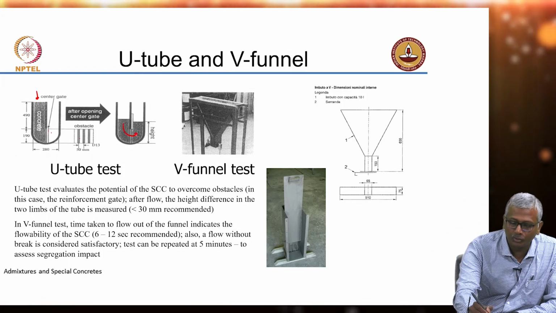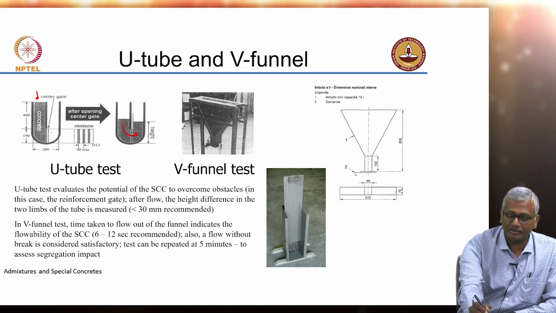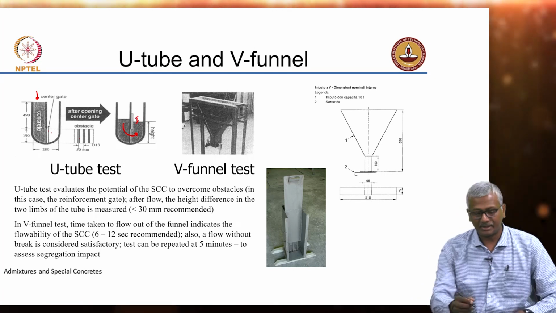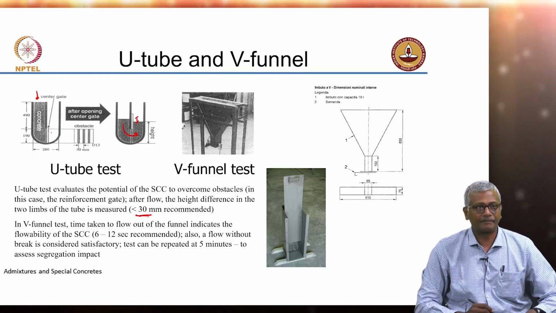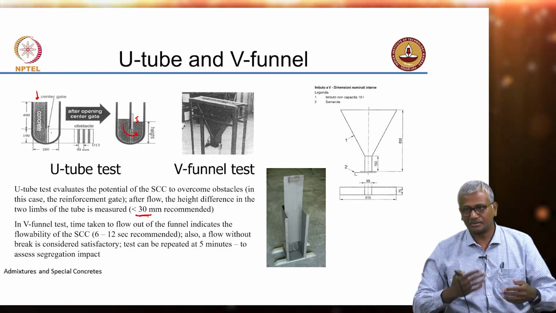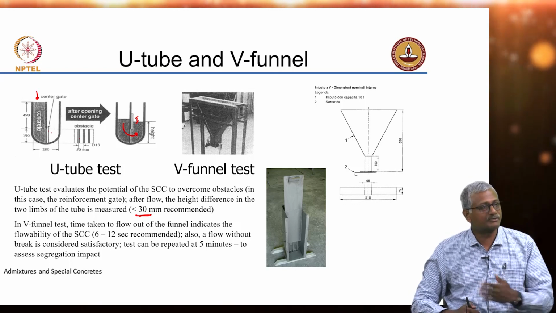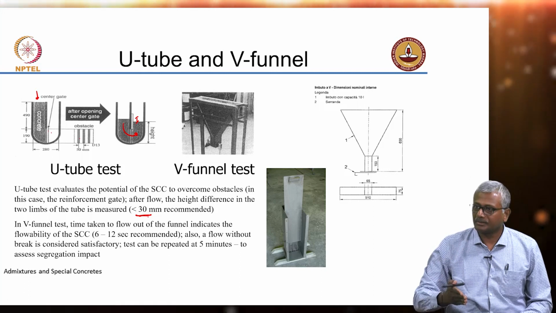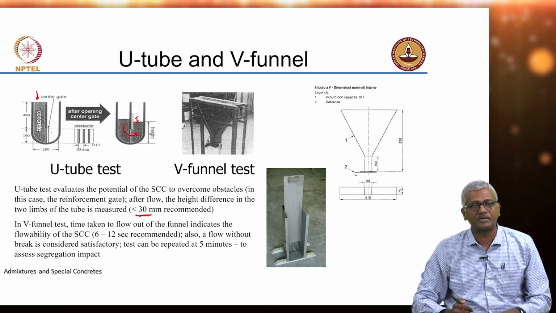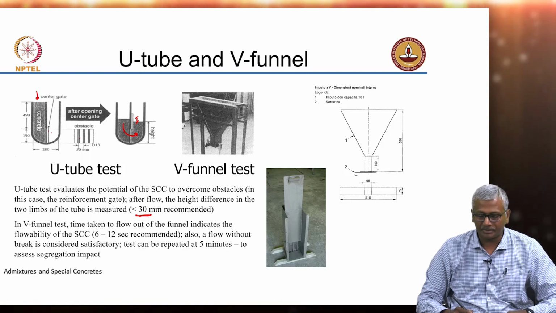It has to move through the obstacle, and concrete is deemed to be compacting or compactable if the height difference between the two columns is less than 30 millimeters. Okay, most very good self-compacting concretes will not have any height difference at all, because it has to come to the same height, right? Because the pressure is the same. So because of blocking and because of the potential for not being self-compacting, you can have height differences, but you should maintain the concrete height difference to less than 30 millimeters for self-compactability.